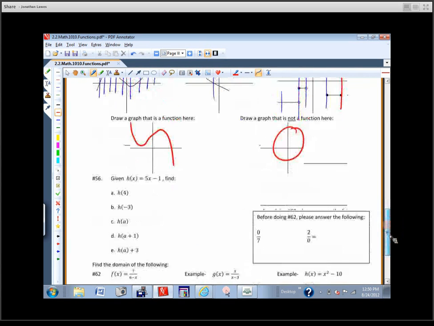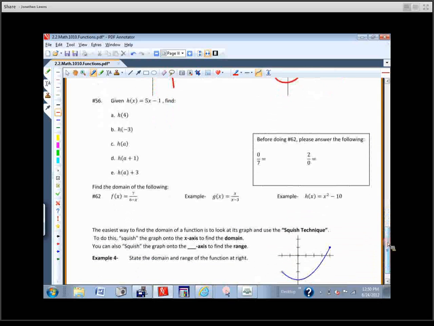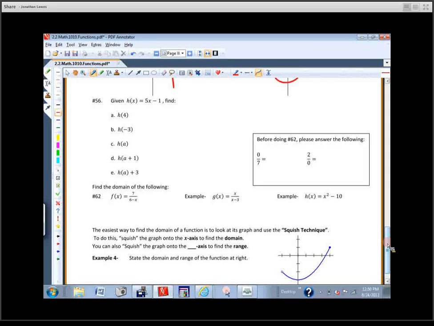Okay, let's take a look at problem number 56. This is out of the textbook. You have one very similar to it on your Math Excel assignment. And by the way, today is just Math Excel again, right? Just the homework on Math Excel and then the quiz.